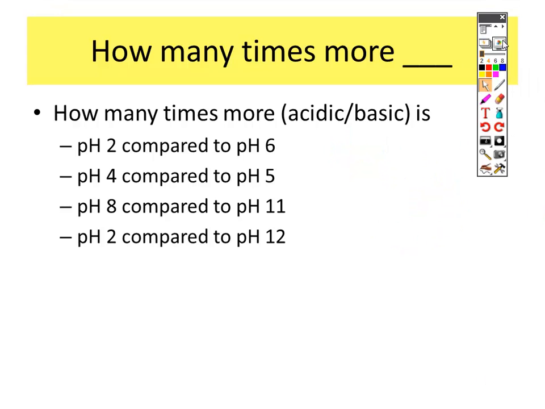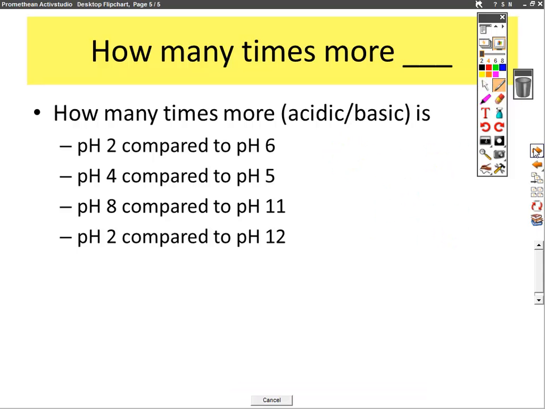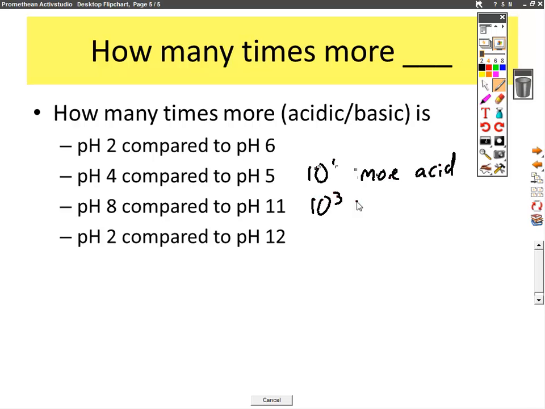So pH 4 compared to pH 5 is how many times more acidic? What's the difference in number? 1. So it's 10 to the 1 times more acidic. How about this one? 10 to the 3 times more acidic, or 1,000. How about this one right here? 10 to the 10 billion times more acidic.